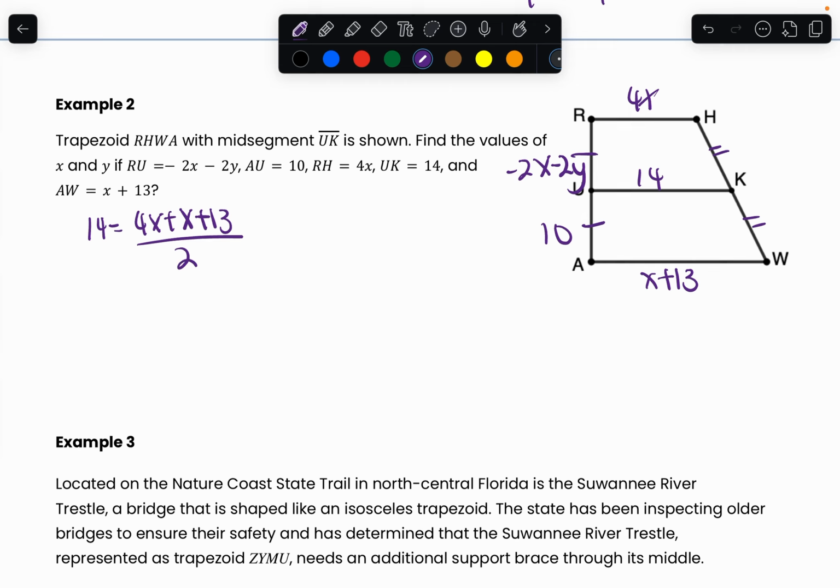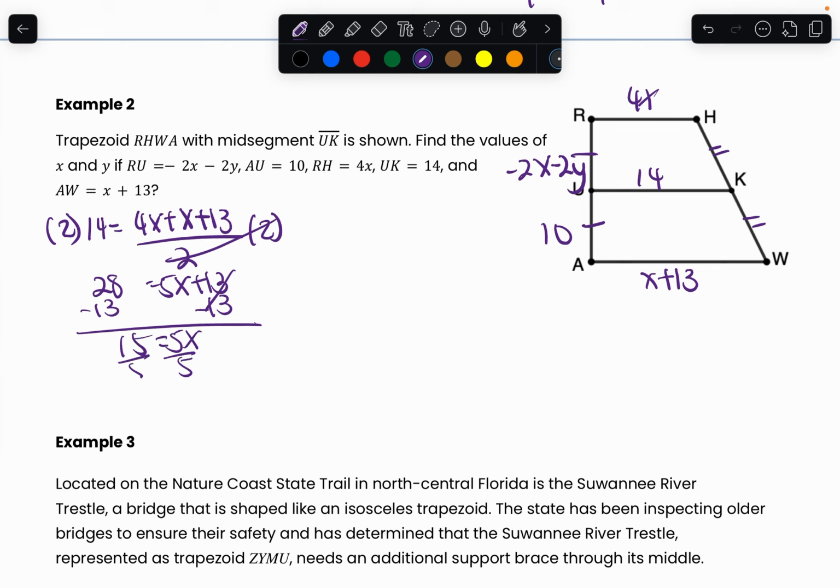Now, I will go ahead and multiply both sides by 2. This cancels, gives me 4x plus x, that's 5x, plus 13 equals 28. I'll then subtract 13 from both sides. This cancels, gives me 5x equals 15. I divide both sides by 5 here, and this makes me x equals 3. And that's how I find my x.